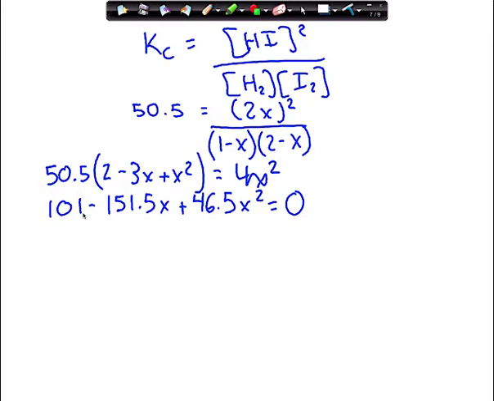50.5 times x squared is 50.5x squared, but then I subtracted the 4x squared from it. There's a name for that. It's called algebra. Then we need to reorganize this, and we get 46.5x squared minus 151.5x plus 101 is equal to 0.